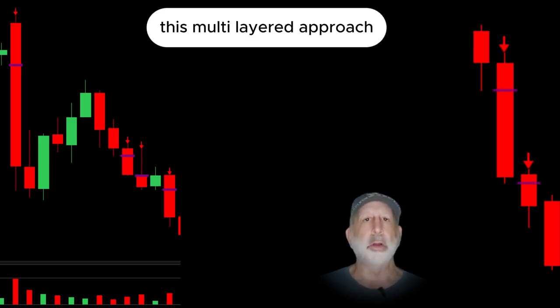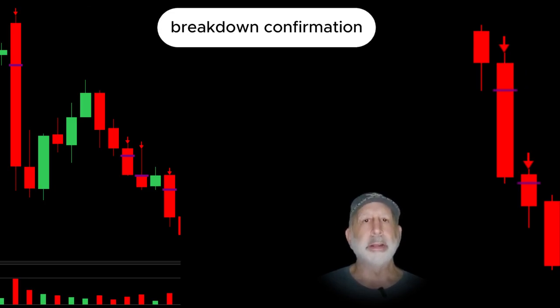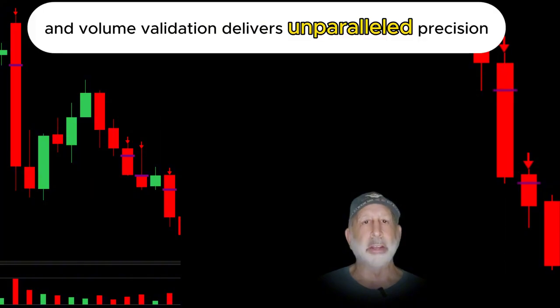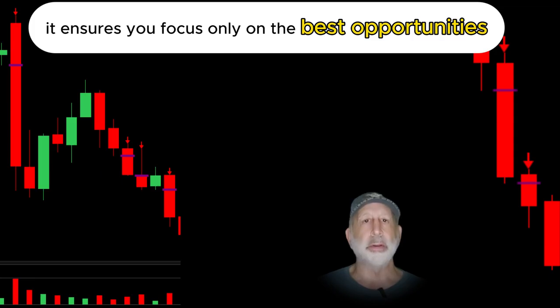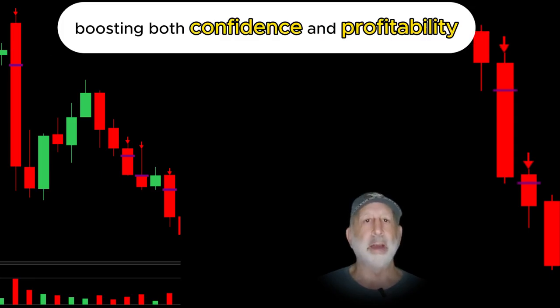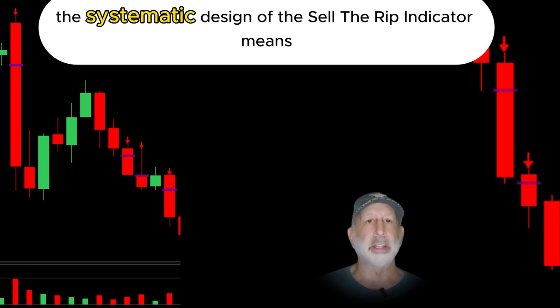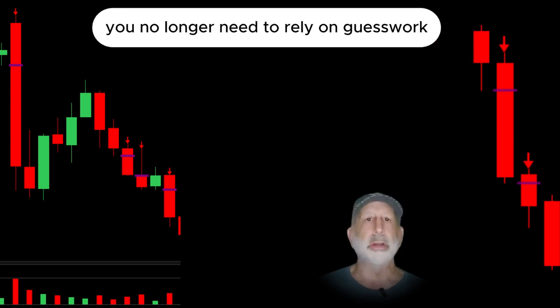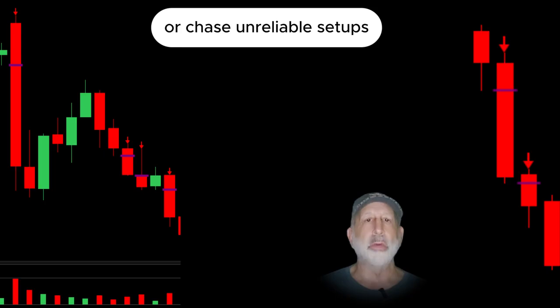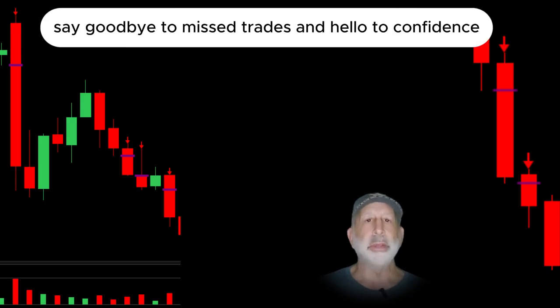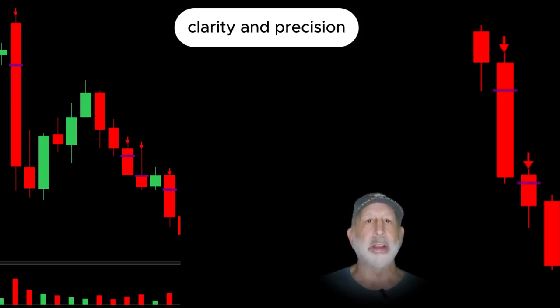This multi-layered approach, combining pullback detection, breakdown confirmation, and volume validation, delivers unparalleled precision. It ensures you focus only on the best opportunities, boosting both confidence and profitability. The systematic design of the Sell the Rip indicator means you no longer need to rely on guesswork or chase unreliable setups. Say goodbye to missed trades and hello to confidence, clarity, and precision.